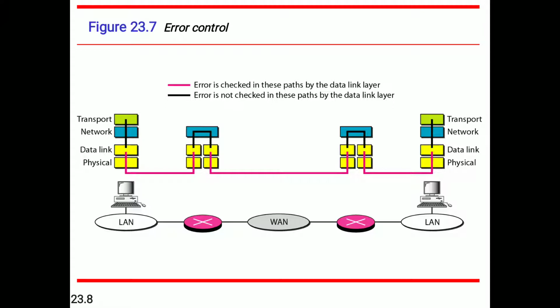Error control. The line shown in pink is where the error is checked by the data link layer. The line shown in black is taken care of by the transport layer.